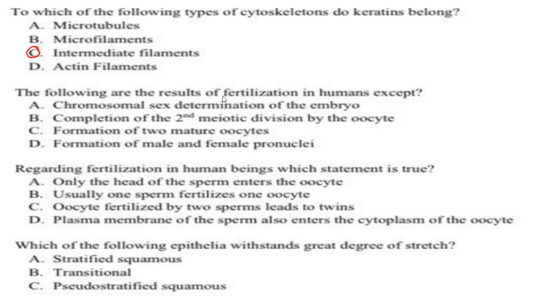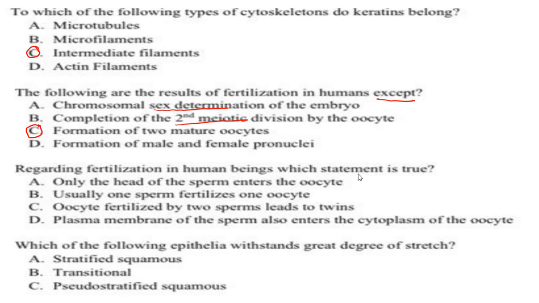The following are the results of fertilization in human beings except dash. If you look at fertilization, we are simply talking about the fusion of the oocyte pronucleus and the fusion of the sperm. If you look at the options here, we have chromosome sex determination of the embryo, which is correct, and then completion of the second meiotic division, which is also correct, and then formation of 2 mature oocytes, and then formation of male and female pronuclei. On my side, I would go with C, because after fertilization, it is one oocyte which is produced, and also the secondary polar bodies. It's not two oocytes, but just one oocyte which is produced.